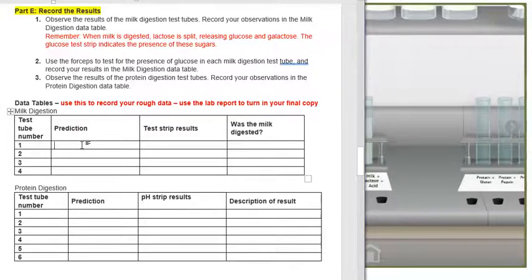Now the test tube 1, it's asking you to predict whether or not there's going to be glucose from this reaction. Now that's just milk and water. So I'm going to predict no because water is a control. Okay. Now number 2, I'm not sure. So I'm going to put some question marks.